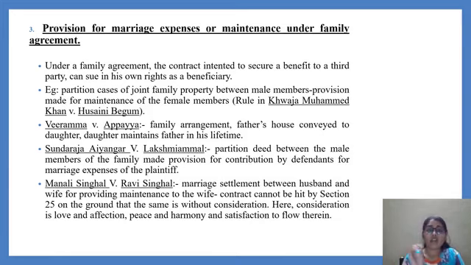Okay, so under a family agreement, a contract intended to secure a benefit to a third party, such a third party can sue in his own right as a beneficiary. The best example to understand this exception is the partition cases of joint family property between male members. In such cases there will be a provision made for the maintenance of the female members.